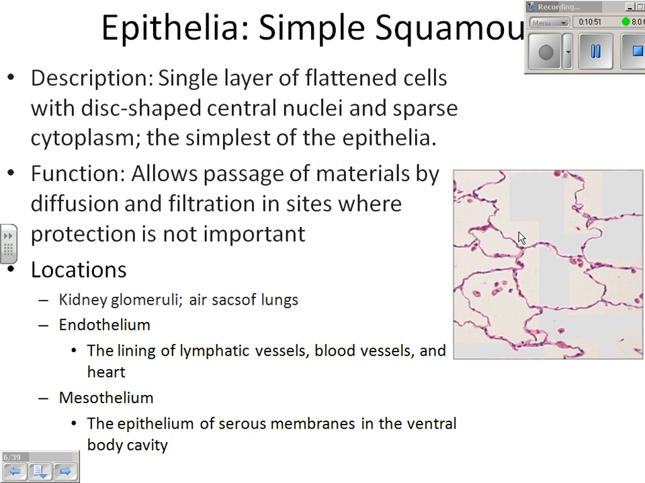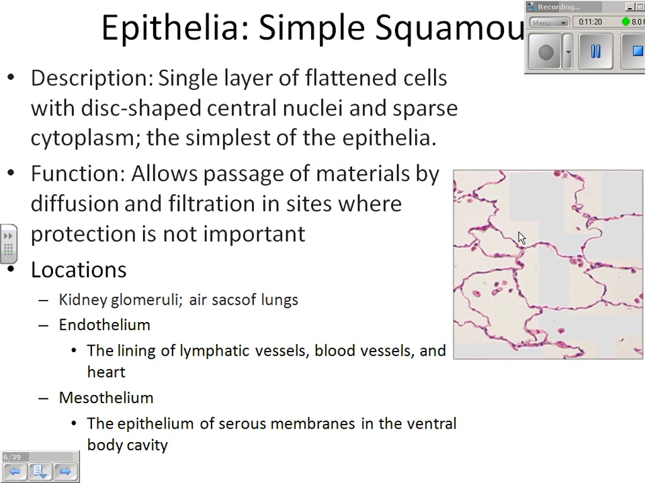We find it in the kidney glomeruli, which is a structure we'll talk about when we cover the urinary system in A&P 2. But we need this type of tissue because it allows the passage of materials through diffusion and filtration, and your kidney glomeruli are the filtering apparatus. So that's where blood filtration actually occurs in the glomerulus of the kidney. And so it makes sense that we would have simple squamous tissue.